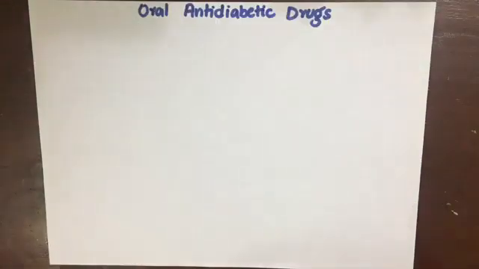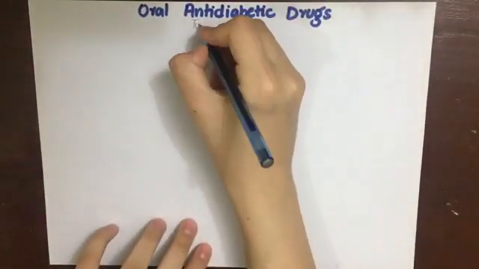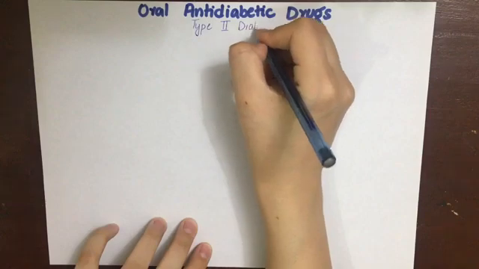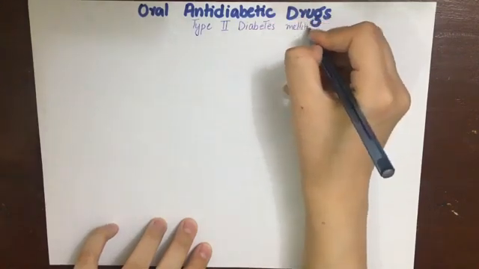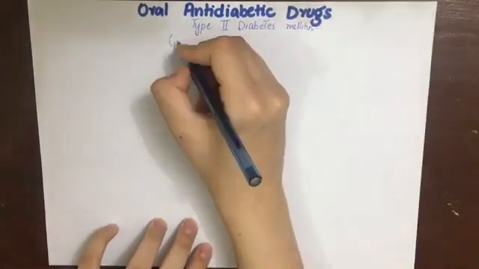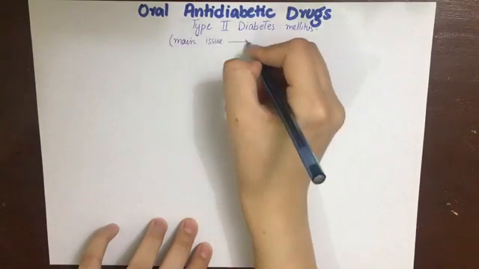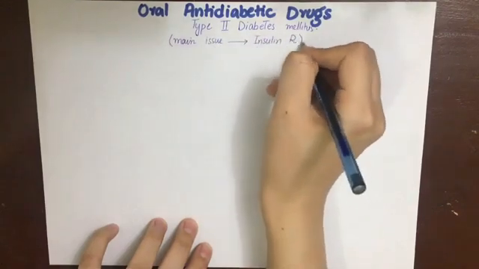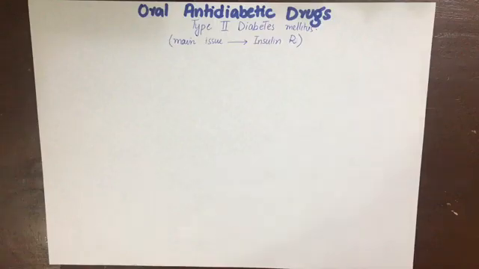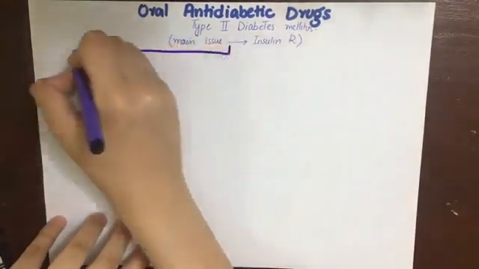So now that we know where these drugs act and what their mechanism of action is, we'll simplify them by classifying them and studying their important properties and side effects. So the oral anti-diabetic drugs that can be used in type 2 diabetes mellitus, where the main issue is insulin resistance, can be divided into about 7 classes.